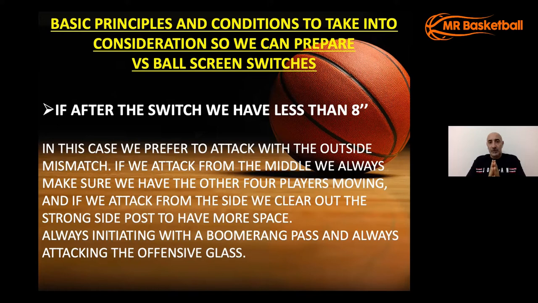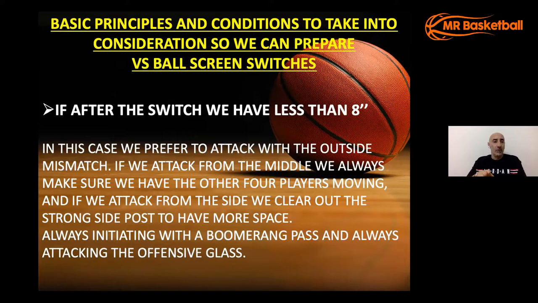For us, my philosophy, my teams, when we have less than 8 seconds to attack, we prefer to attack with the outside mismatch. That means with the guard from outside, attacking the big guy and trying to finish or create. It's very important that if we attack from the middle, we still have four players spread out on the floor. They don't stand still. We will see later on, in some diagrams, when we attack from the middle, how we screen and how we move in order to give space and time to the player attacking from the middle, so nobody will be able to help and he can play one-on-one. So we make sure that we have the other four players moving if we attack from the middle.